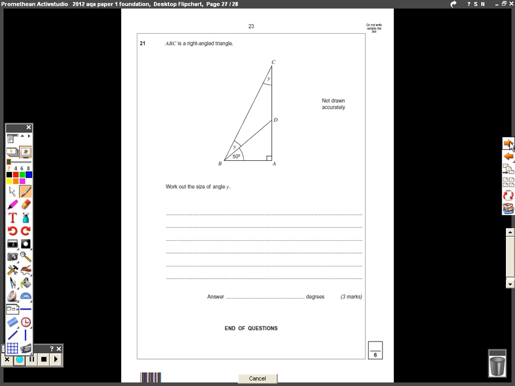Final question. ABC is a right-angled triangle. What do we know about triangles? Well, the angles in a triangle add up to 180 degrees. That's important. And what else can we do? We don't know about any sides being equal.